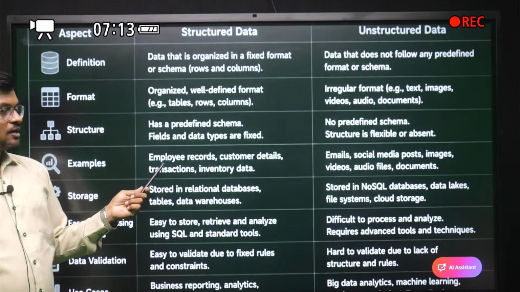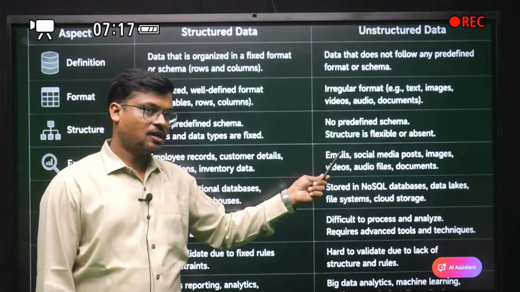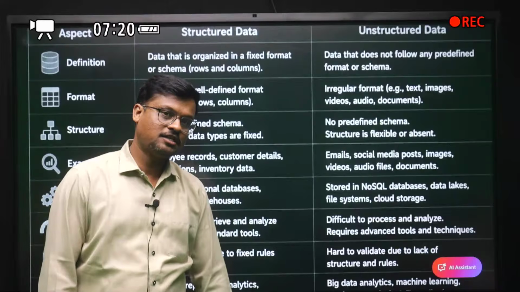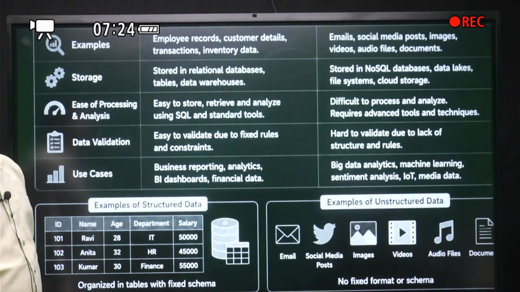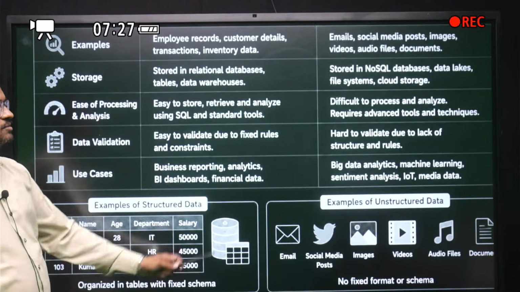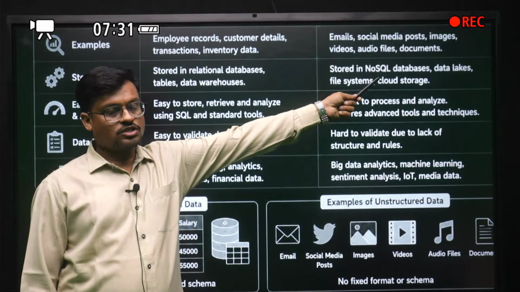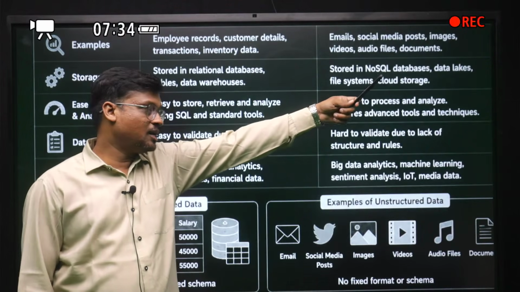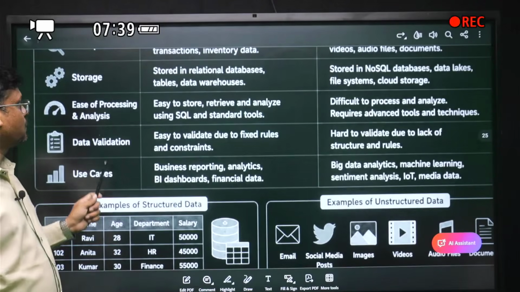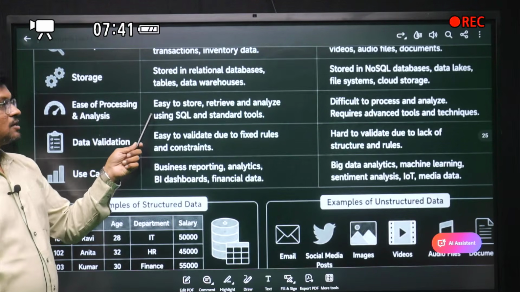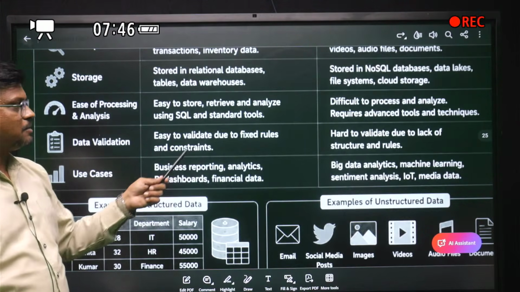Examples: employee records, customer details, transactions, and inventory data. Examples of unstructured are emails, social media posts, images, videos, etc. Storage: usually we store our structured data in the form of rows and columns, that is traditional relational databases. As I said, we have NoSQL databases like MongoDB. Cloud systems we will be using for unstructured data. Ease of processing: by using SQL queries, we'll be able to extract the data. DDL, DML commands are used for it.